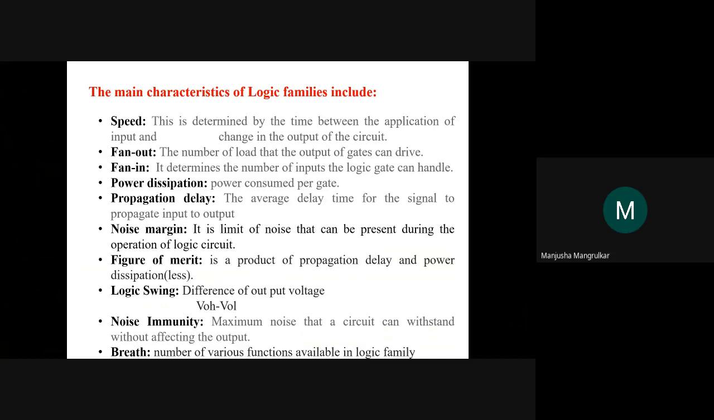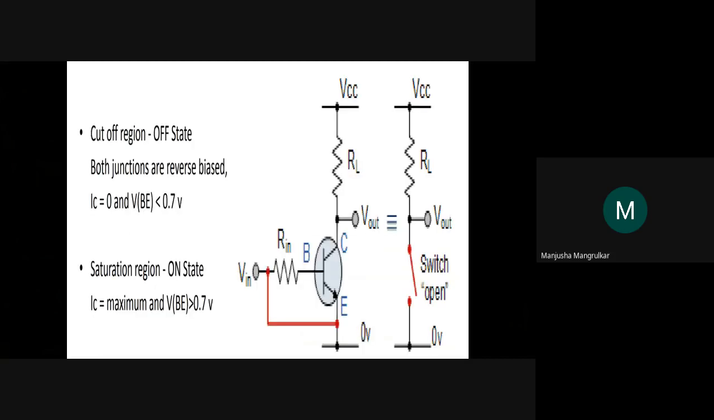That difference from high voltage to low voltage is the logic swing. Noise immunity is the maximum noise that a circuit can withstand without affecting the output; how much immunity the circuit has, so it can bear the noise and the output will not be affected by its presence. Fan out, the number of various functions available in the logic family, is the breadth. These 10 characteristics are very important. There are many other characteristics, but these 10 are the most important.